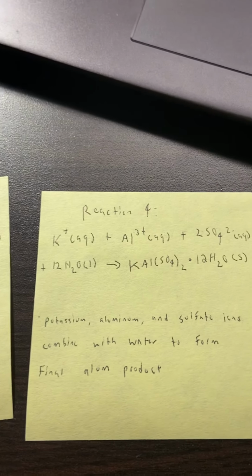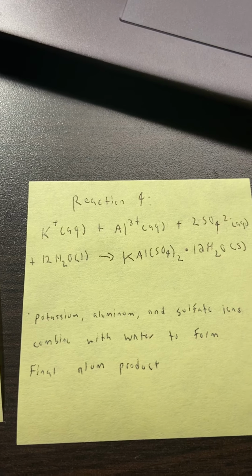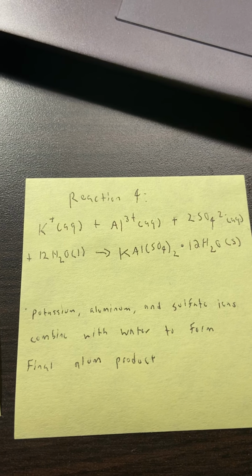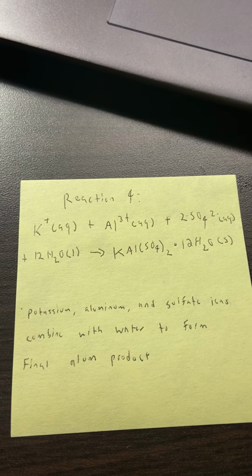And then in the final reaction in this lab experiment, potassium, aluminum, and sulfate ions, along with water, were combined to produce alum.